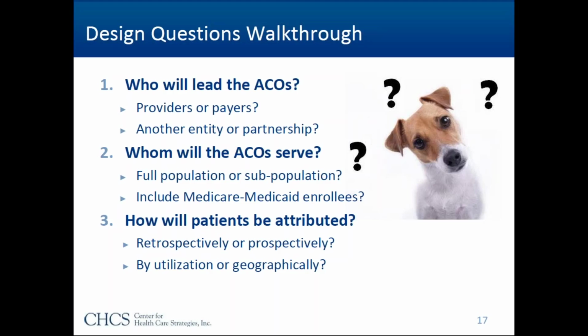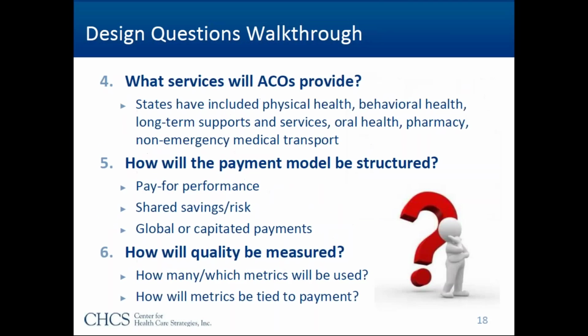How will patients be attributed to ACOs? Would it be retrospectively based on utilization or prospectively, maybe by geographic area? It doesn't have to be retrospectively by utilization. It could be prospectively on past utilization patterns. It could be retrospectively on geographic models, but generally retrospective tends to be by utilization and prospective tends to be by geographic means, at least to this point.